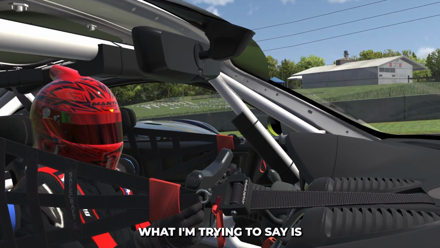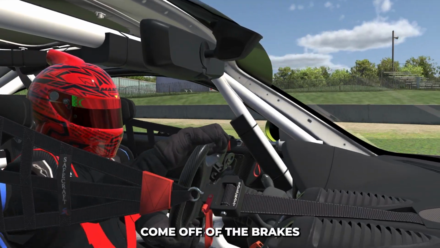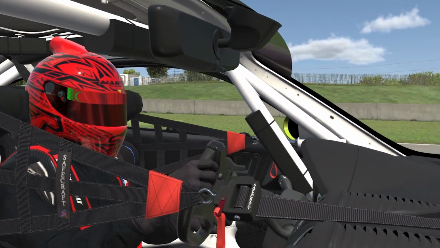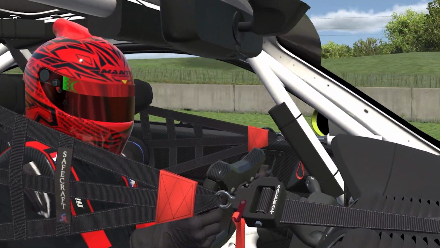So basically what I'm trying to say is, as soon as you start turning, come off of the brakes completely. Now, yes, of course the car is going to understeer, but that is totally all right for now. In fact, that is the safest situation at the beginning.